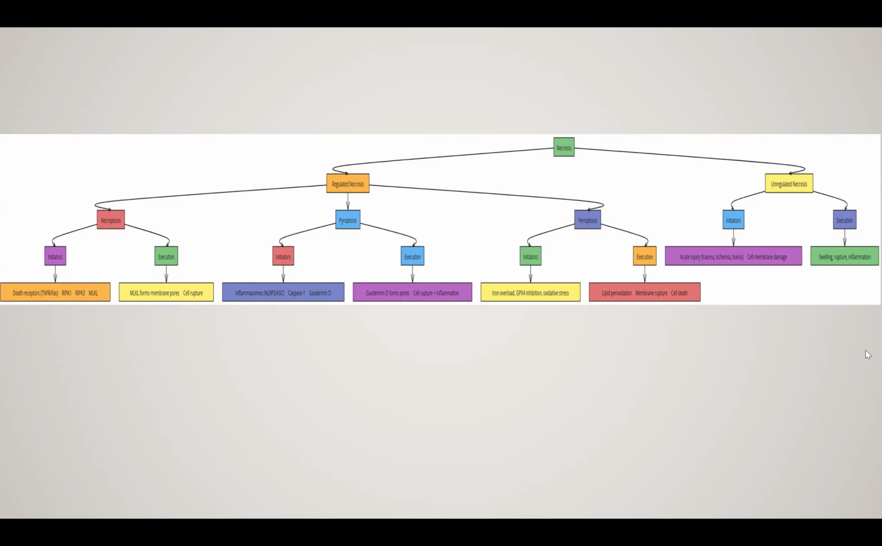The fourth, unregulated necrosis. Unlike the regulated forms, unregulated necrosis occurs due to acute injuries such as trauma, ischemia, or exposure to toxins. This injury results in cell membrane damage and energy depletion. The execution phase involves cell swelling, rupture, and subsequent inflammation, which can cause significant tissue damage. So that's all from this flowchart.